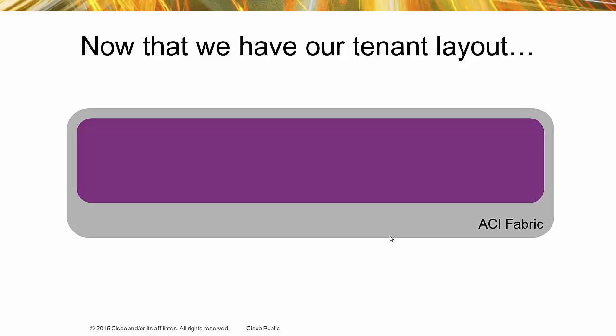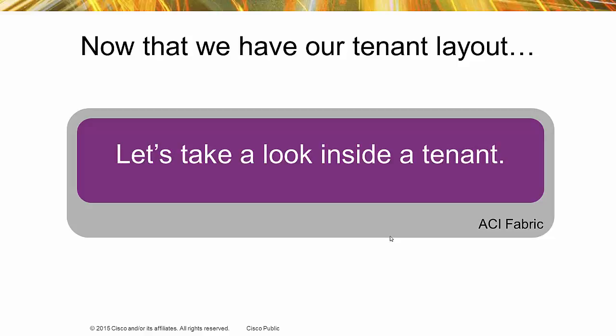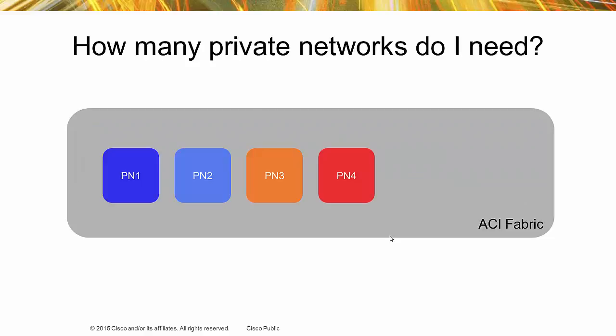Now once we have our tenant created, let's look at the things that we need to create inside a tenant. The first thing you would need to create is a private network, which we just talked about. A private network is sometimes called a context, as well as a VRF. You can have one private network or you can have multiple private networks. It's up to you.